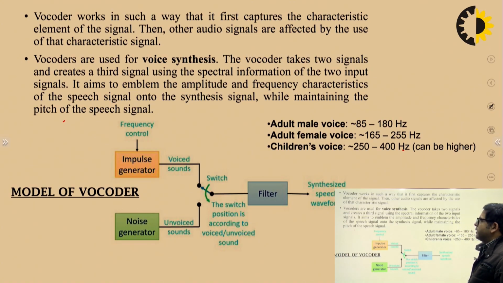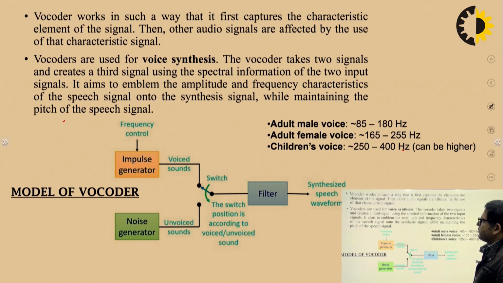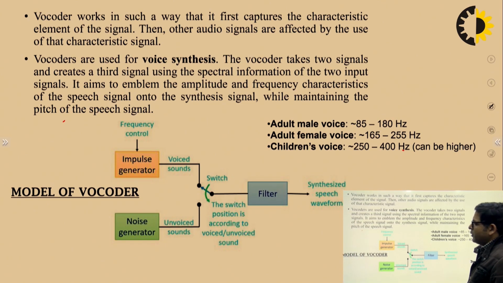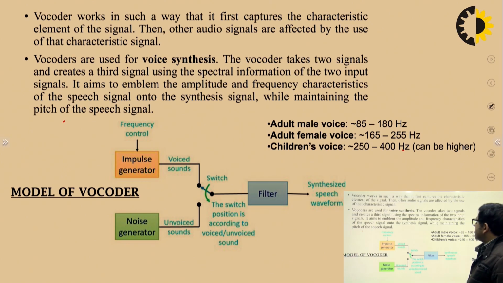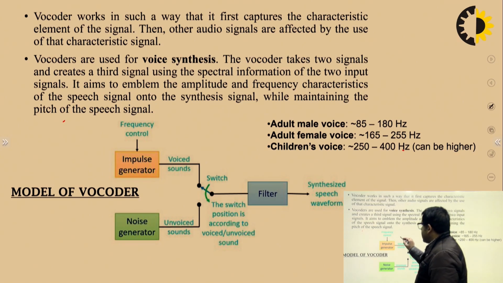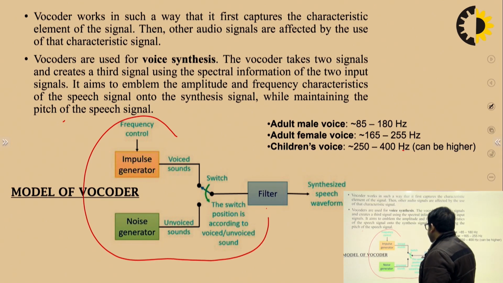A vocoder basically works in such a manner that it first captures the characteristic element of the signal. Then other audio signals are affected by the use of those characteristic signals. These vocoders are basically used for voice synthesis. The vocoder takes two signals and creates a third signal using the spectral information of the two input signals. It aims to emboss the amplitude and frequency characteristics of the speech signal onto the synthesis signal while maintaining the pitch of the speech signal. In this diagram, we have drawn a model of vocoders.